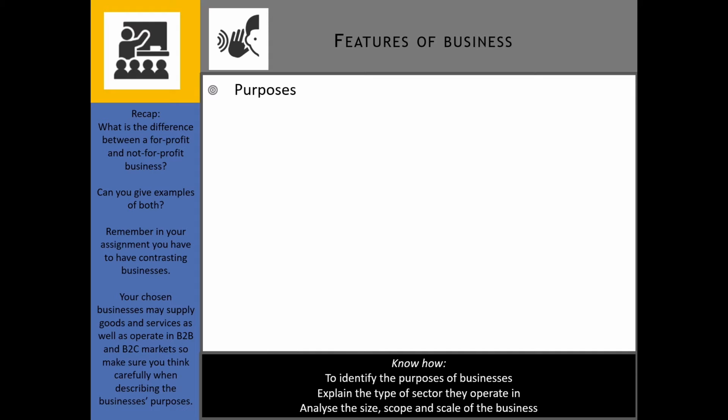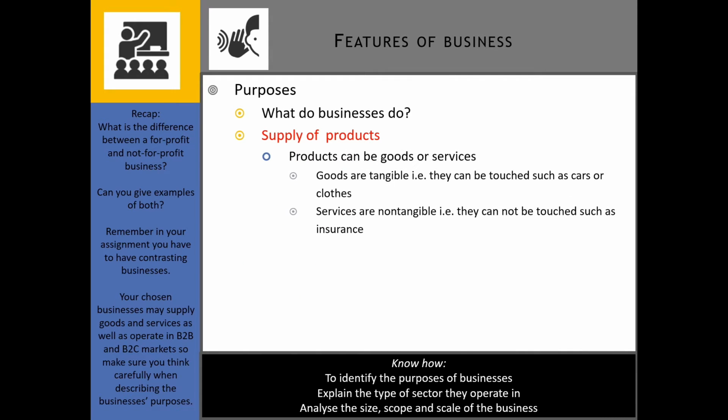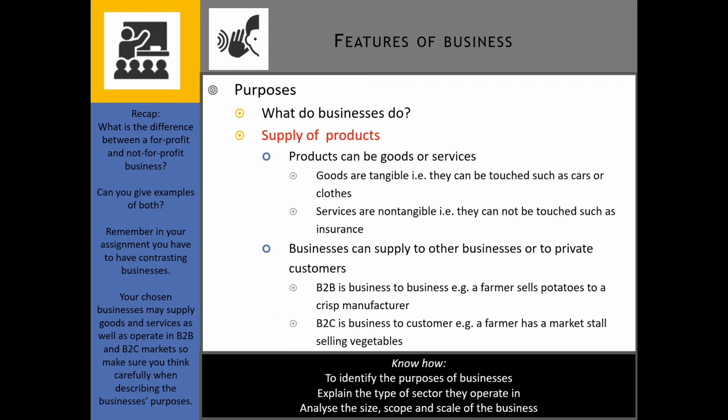There are many purposes of businesses. What do businesses do? They supply products and services. Products can be goods or services. Goods are tangible. The word tangible means they can be touched, such as cars or clothes. And services are non-tangible. These cannot be touched. And this can be stuff like insurance or branding.